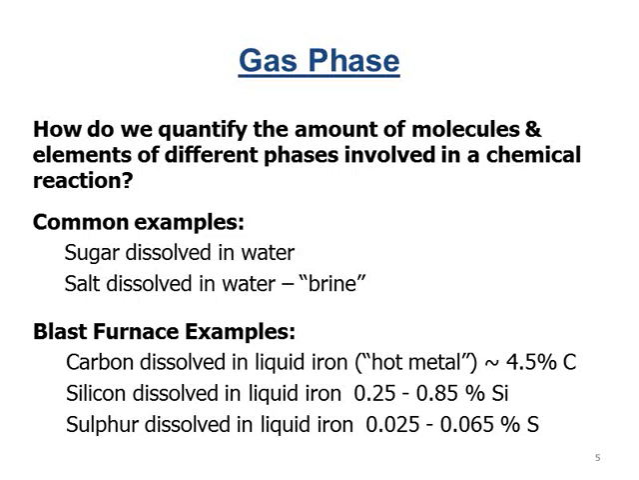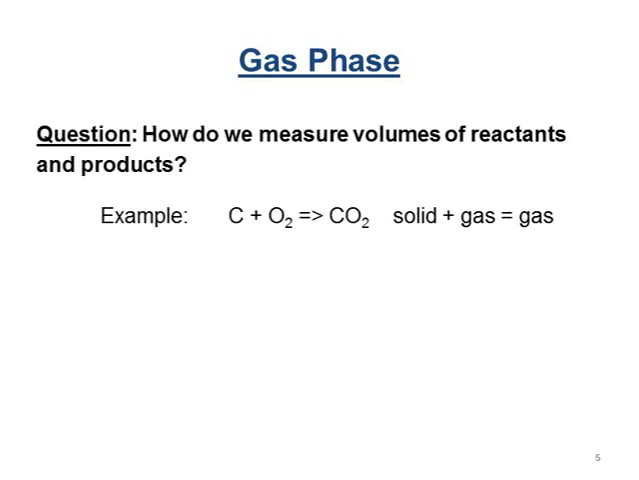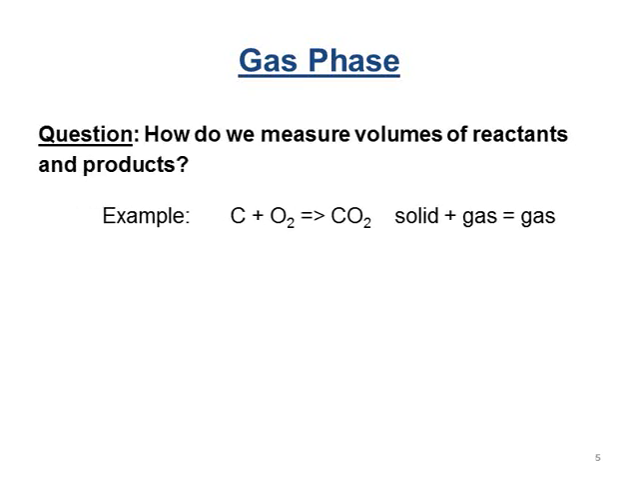So here we have multiple phases. We have iron in the liquid phase, and we have dissolved species. And in many cases, in fact, we have the gas phase. So how do we quantify the amounts of these phases when we have multiple phases in a reaction? Okay, so how do we measure volumes of reactants and products?